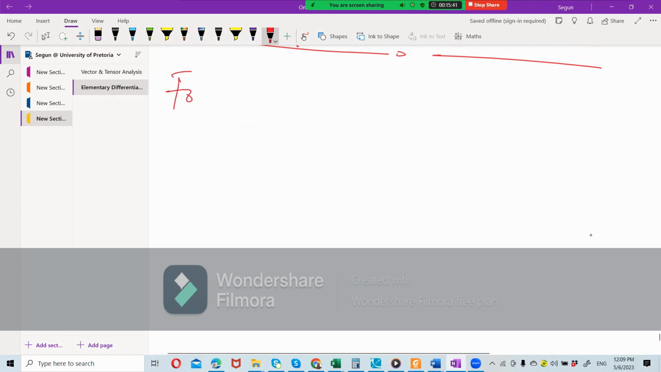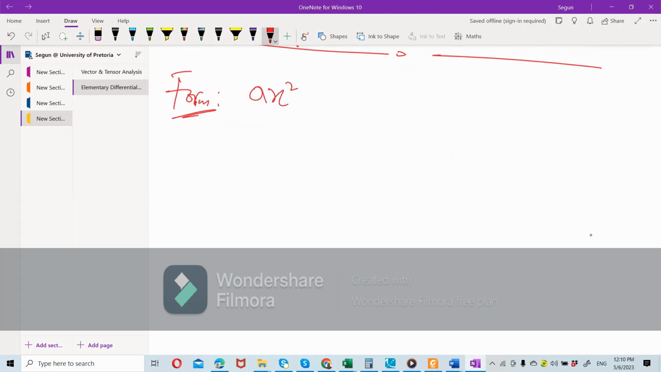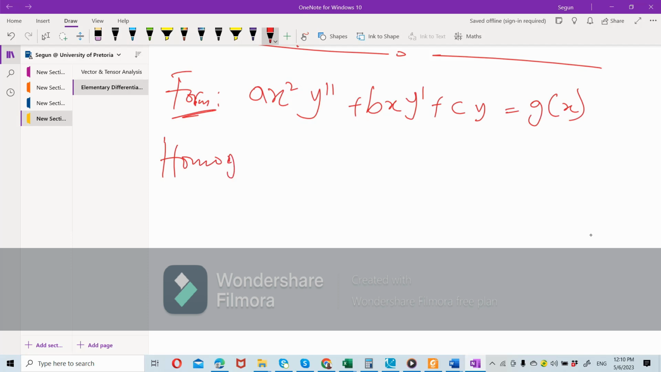Cauchy-Euler in the form of, let's look at this form. It's in the form of ax squared y prime prime plus bx y prime plus cy equals g of x. And this particular one is homogeneous. Let's look at homogeneous.